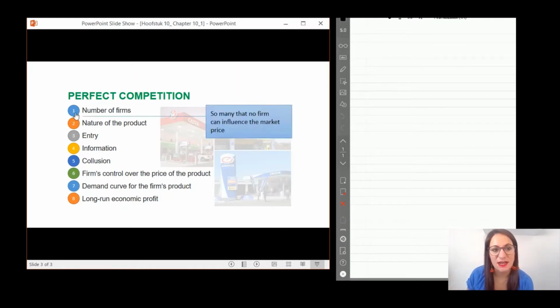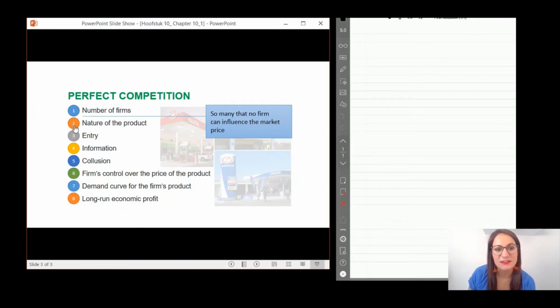So firstly, the number of firms: there's a lot of them. You can take fuel stations in South Africa, there is a lot. You have Shell and Engen and Caltex and Sasol. There's a lot of them, right? So there's not a restriction on the number of fuel stations, for example.